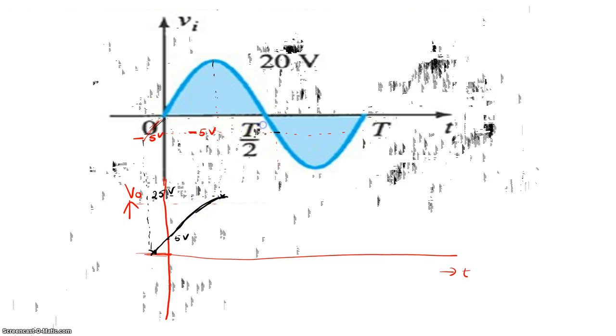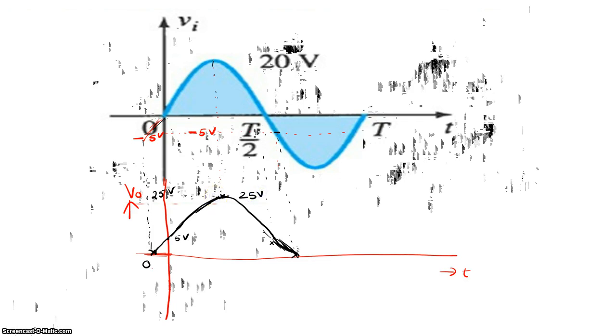It's applicable here also. When input is 0, your output is supposed to be 5 volt. When input is minus 5, your output is supposed to be 0. My drawings are not good when I am drawing with this tablet, please cooperate. So this is now 25. It is appearing from 0 to 25 volt. This is 25 volt peak.